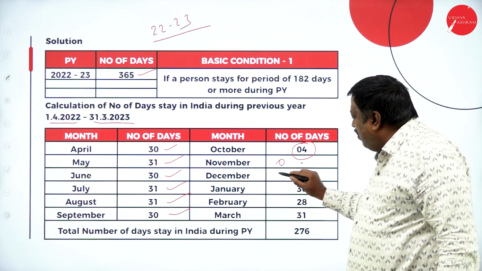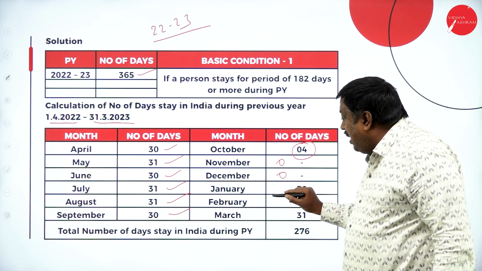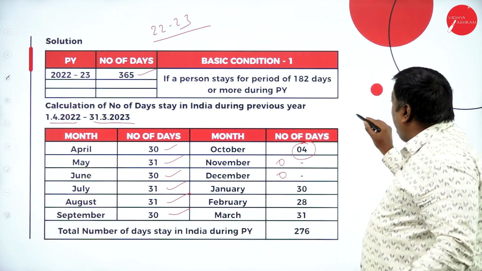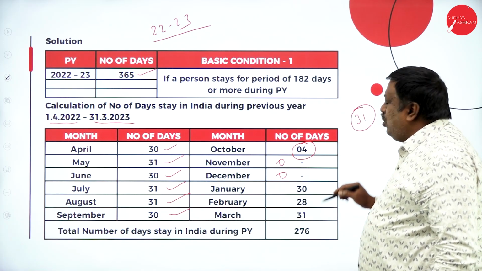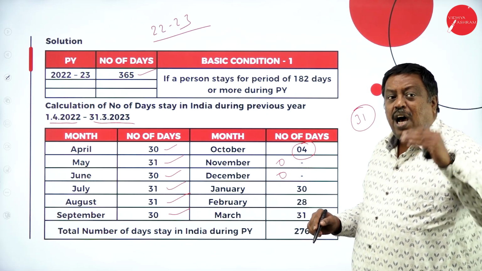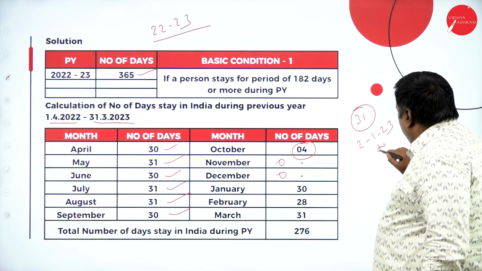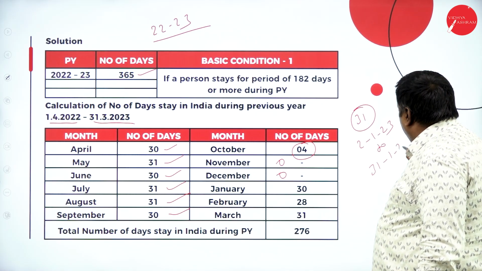In the month of December, 0. In the month of January, when I returned, 2nd January. In January, we have 31 days. So leave 1st January, count from 2nd January 2023 to 31st January 2023.